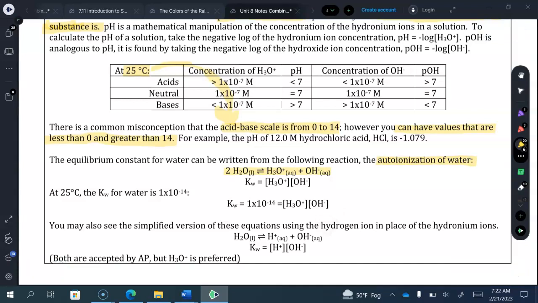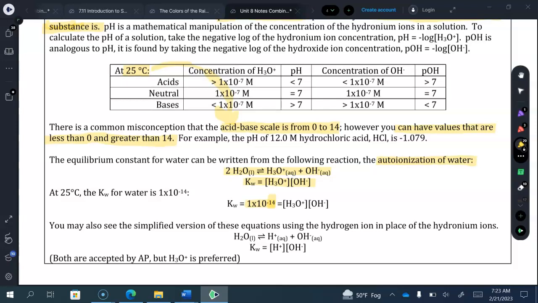At 25 degrees Celsius, the auto-ionization constant for water is 1 times 10 to the negative 14, which is where we get that base 14 scale that is kind of a misleading thing.